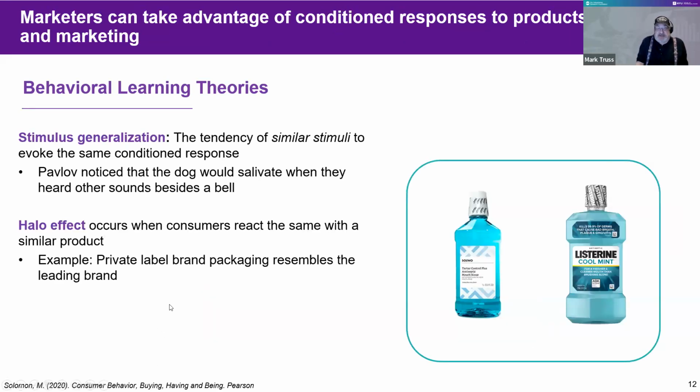Stimulus generalization is the tendency of similar stimuli to evoke the same conditioned response. Pavlov noticed that the dog would salivate when they heard other sounds besides the bell, so that stimulus of the bell became generalized to other sounds. And halo effect occurs when consumers react the same with a similar product, not the same, right? The example would be private label branding that resembles the leading brand, like in this example here.